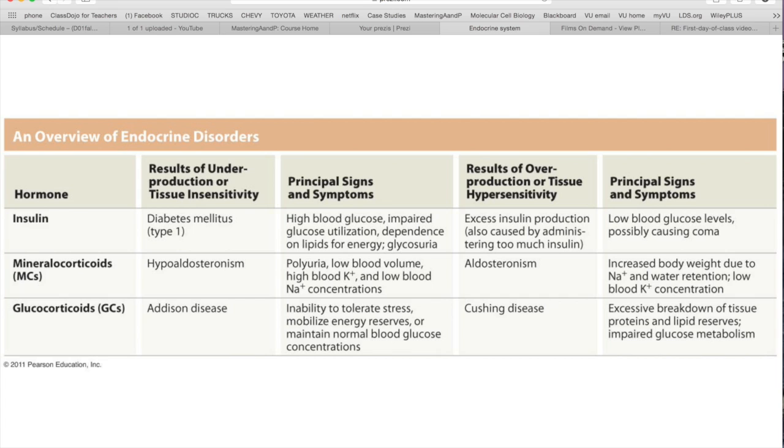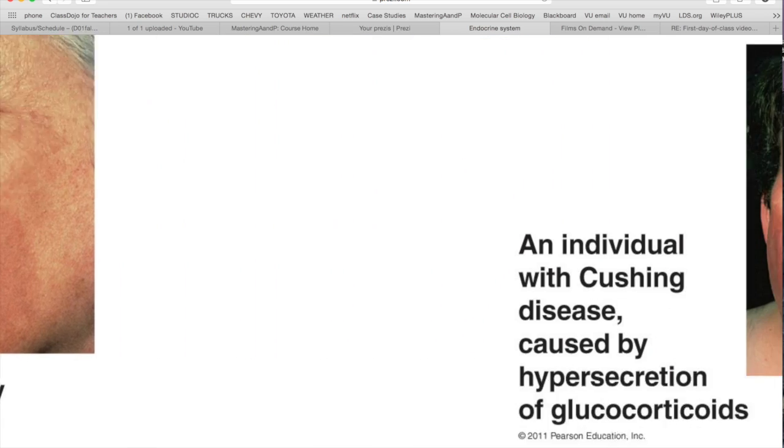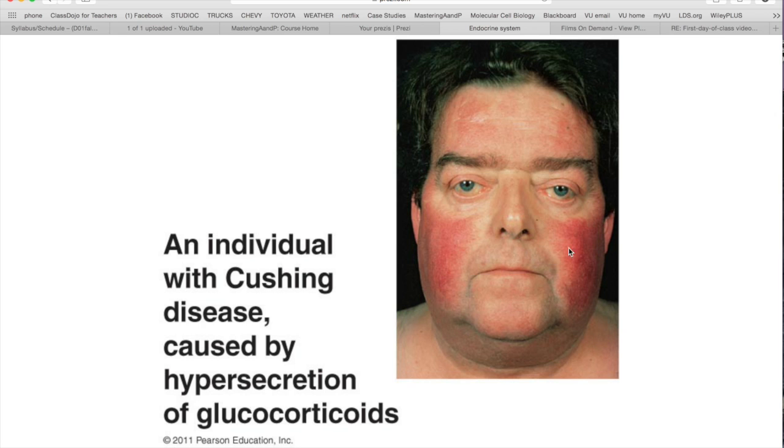Next is the glucocorticoids. Underproduction of these leads to Addison's disease. It's the inability to tolerate stress and mobilize your energy reserves, or maintain normal blood glucose concentrations. Overproduction is called Cushing's disease. Causes excessive breakdown of tissue proteins and lipid reserves, also impaired glucose metabolism. For someone with Addison's disease, another sign of that is this bronzing of the skin. For someone with Cushing's disease, a sign of that is this pleasantly flushed face.